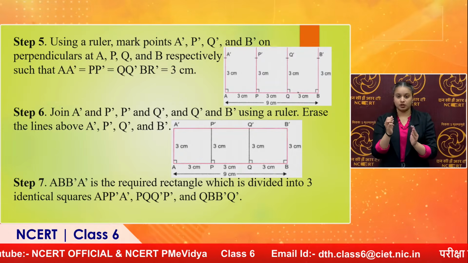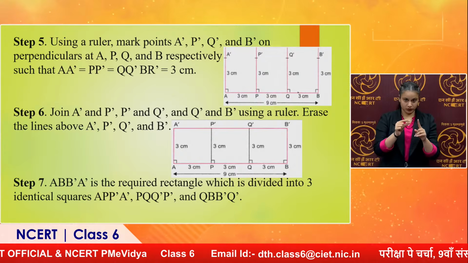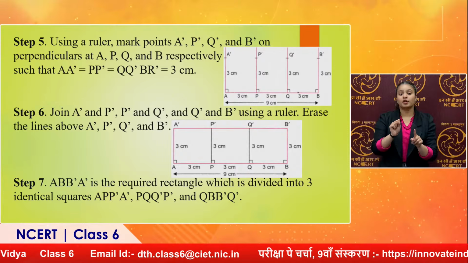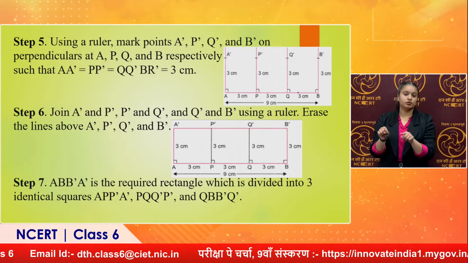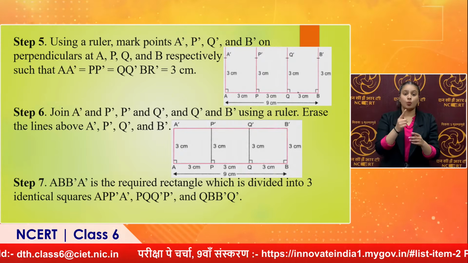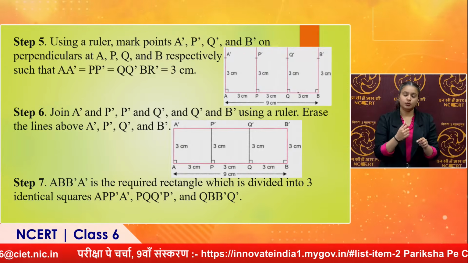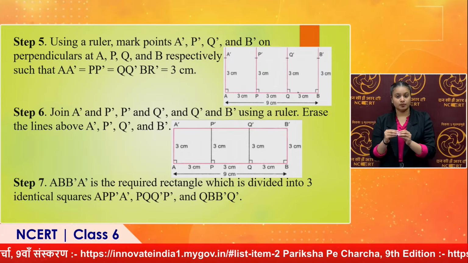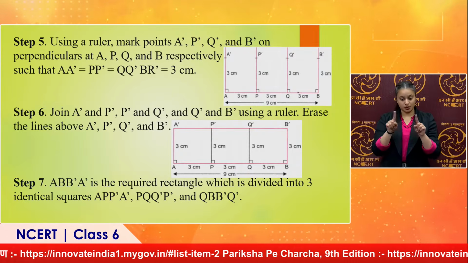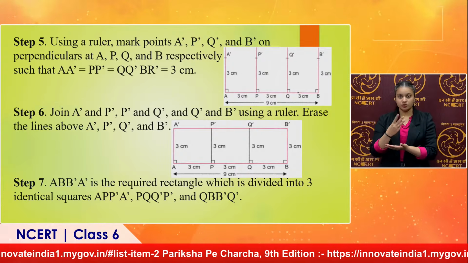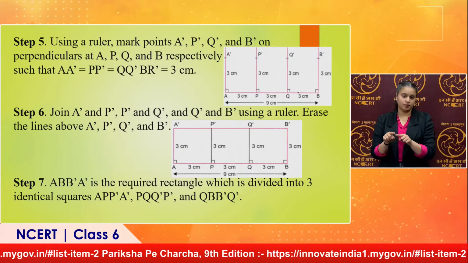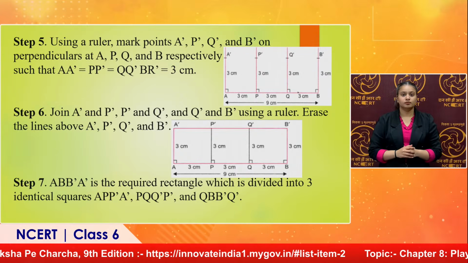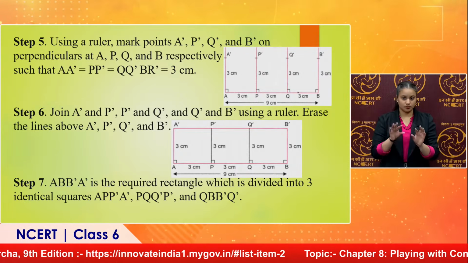Now children, you join A dash P dash, P dash Q dash and Q dash B dash. You can find that you have 3 squares made out of the rectangle which we had in the beginning. So ABB dash A dash is the required rectangle which is divided into 3 identical squares: APP dashA dash, PQQ dashP dash and QBB dashQ dash. Okay, I think it is simple, you can try it out.